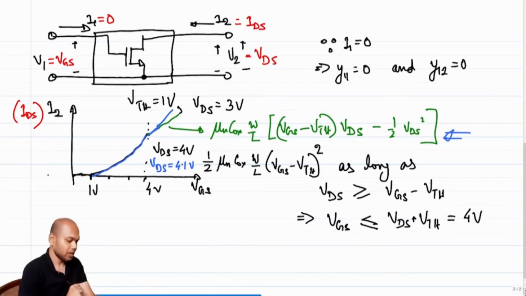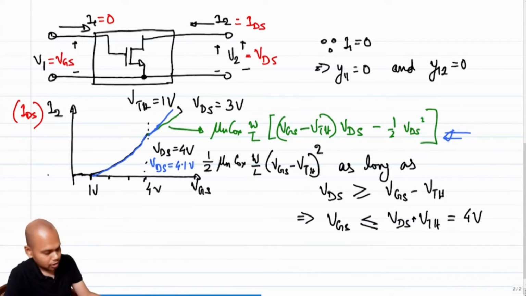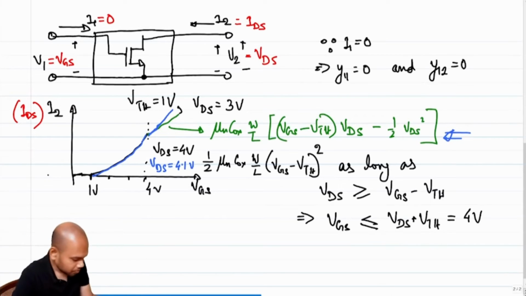a slightly steeper slope. It will still be linear, the curve will still be linear with respect to VGS, but it will be a steeper slope. Okay, fine. So now this is as far as my I2 versus V1 or IDS versus VGS curve is concerned.